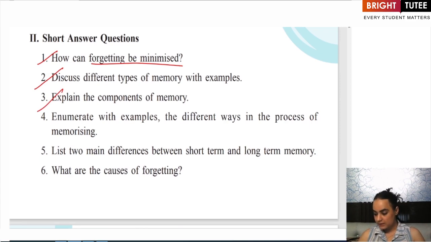What are the different components of memory? We have again discussed about the different components of the memory. We've talked about the rote memorization, about the spaced or the mass learning, about retention, recognition, recall, and so on and so forth.